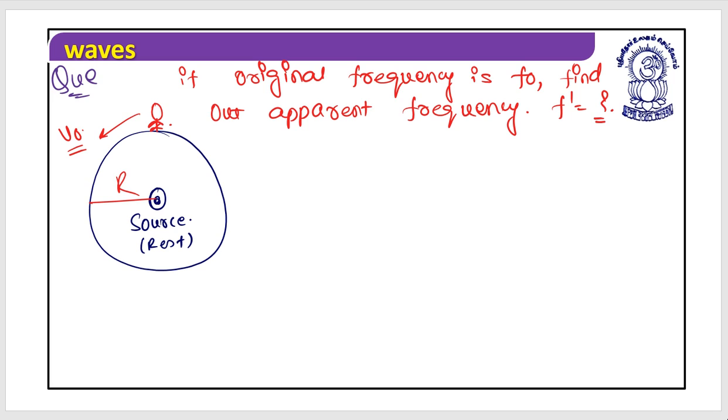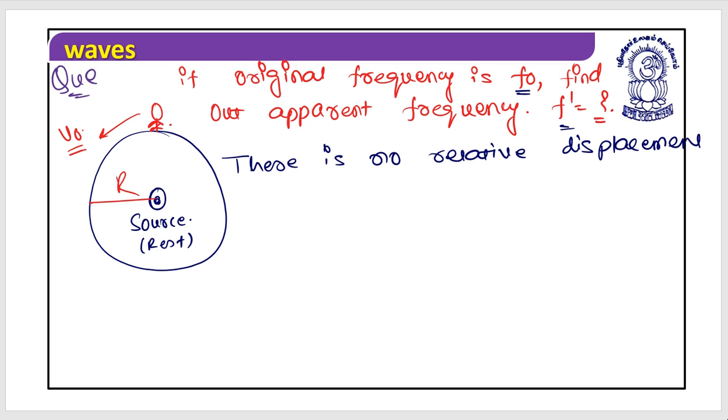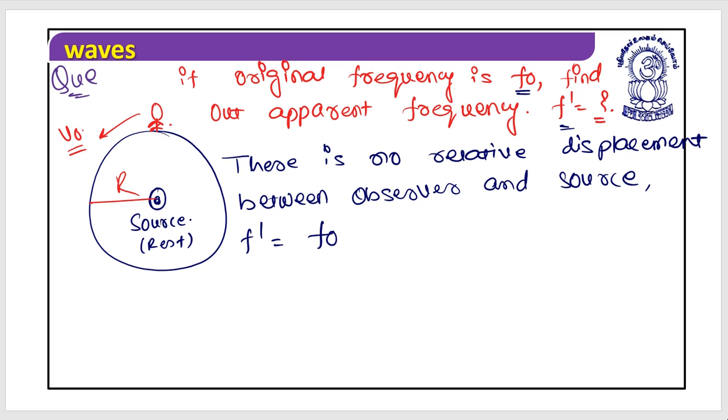So let's have a look at the situation. The original frequency is f0 and I want to find f dash. If you see this, there is no relative displacement between observer and source, and if there is no relative displacement between observer and source, that means f dash would be equal to f0. I hope this is clear.